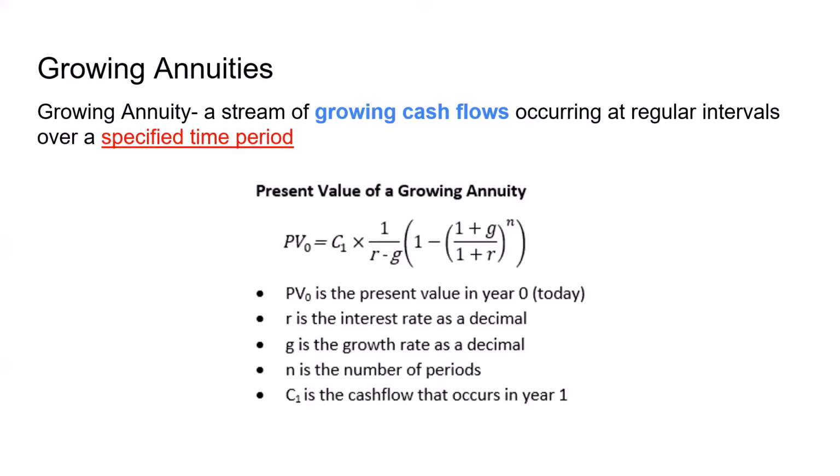This formula says the present value in year 0 is equal to the cash flow in year 1 multiplied by 1 over the interest rate minus the growth rate, and that's multiplied by 1 minus 1 plus the growth rate divided by 1 plus the interest rate to the power n, where n is our number of periods. Just like with ordinary annuities and ordinary perpetuities, the formula always gives you the present value 1 period before the first cash flow. Now let's try an example.